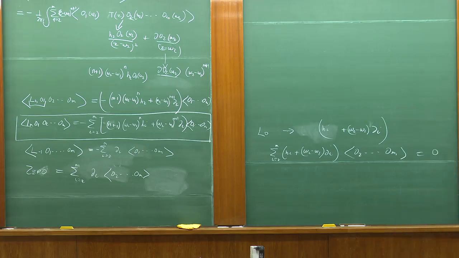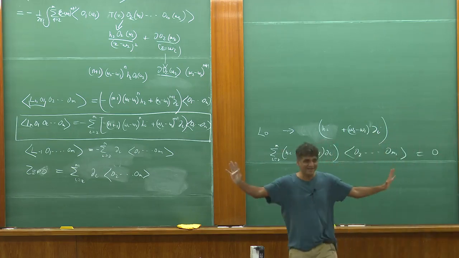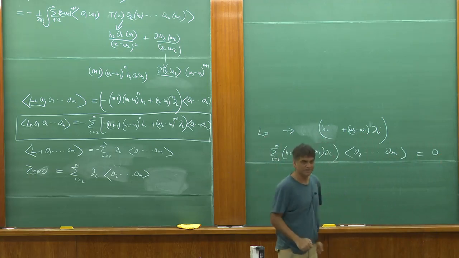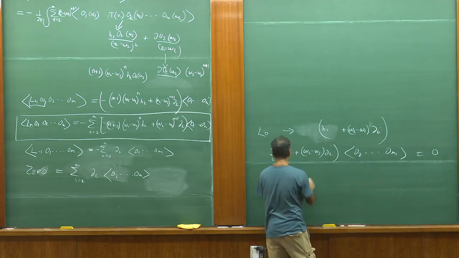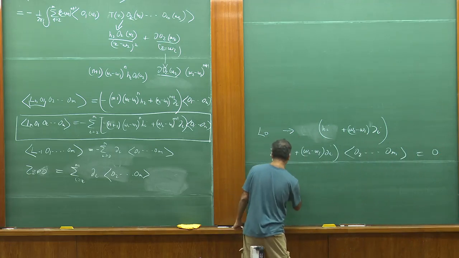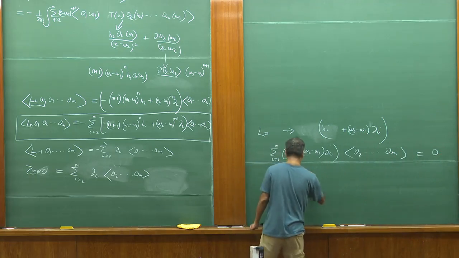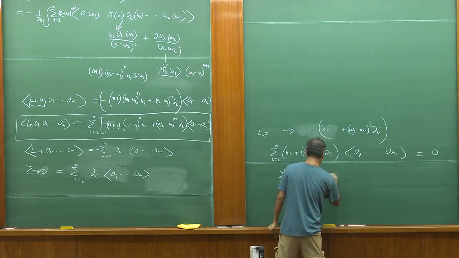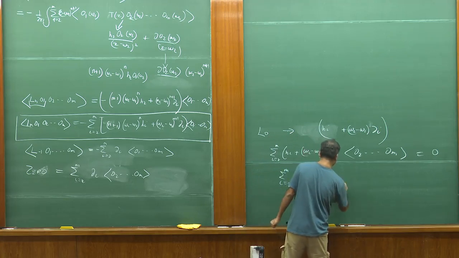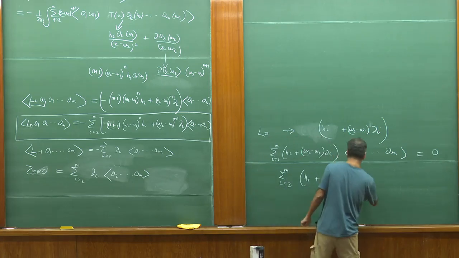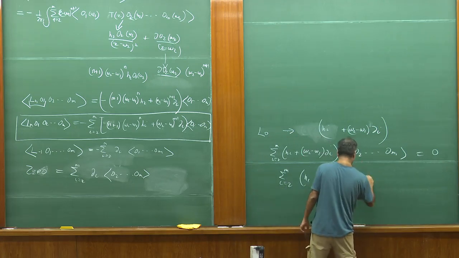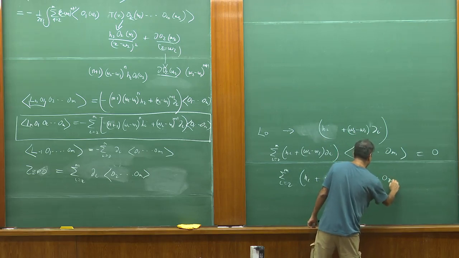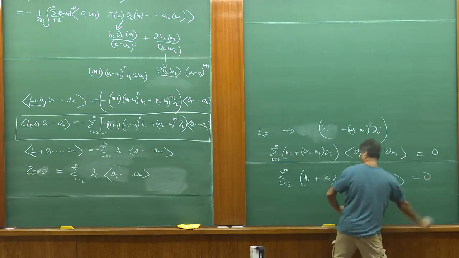So let me say this again. Let me now go to this particular coordinate where we go to the plane. Omega 1 is equal to the origin. Now this equation becomes what? It becomes the sum over I equals 2 to M of h I plus z I del by del z I, acting on O2 to OM, equals 0.